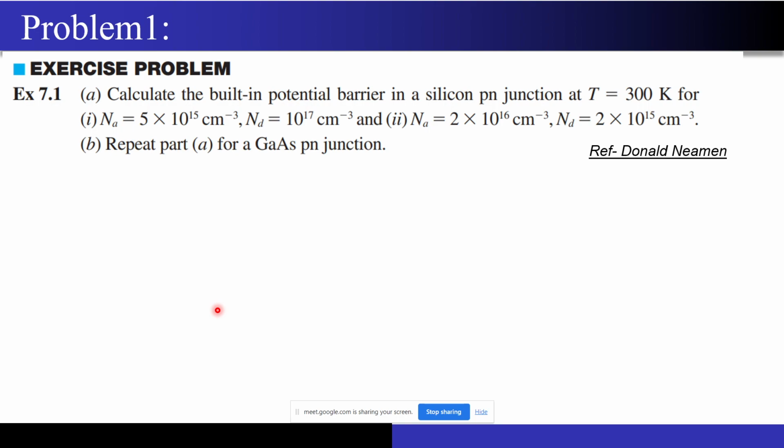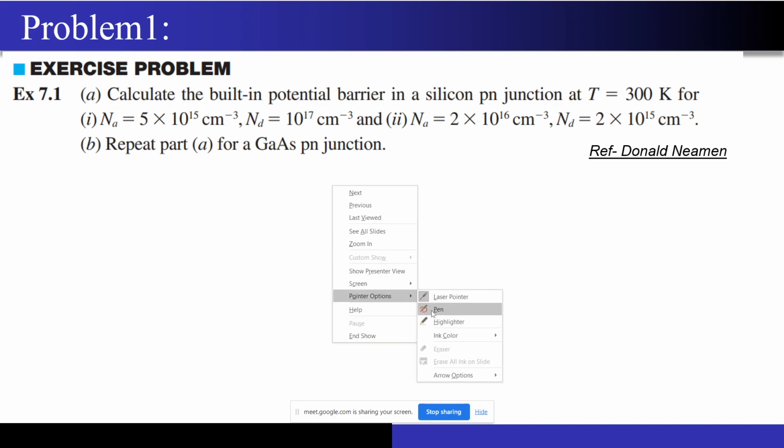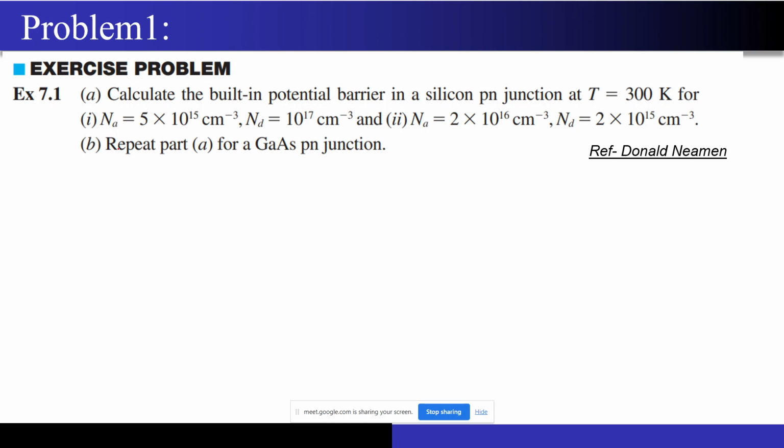Now we will try to solve a few problems, and let's see how it goes. Let me turn on the pen. Yeah. So now let's see what the first problem is. Calculate the built-in potential barrier in a silicon PN junction at T equal to 300 Kelvin for Na equal to 5 into 10 to the power 15 and Nd equal to 10 to the power 17. I will just solve the first part of this question for silicon, and the second part for gallium arsenide is the homework. So now let's try to see. We want to find the built-in potential.